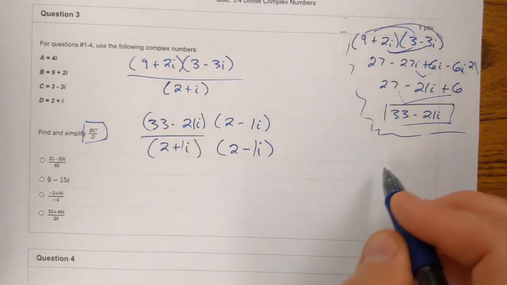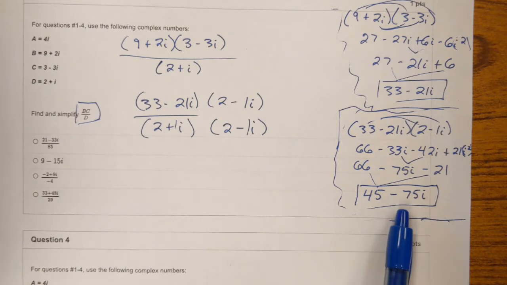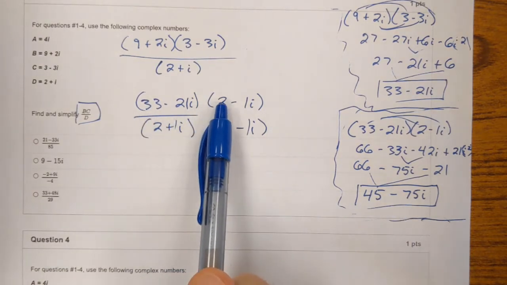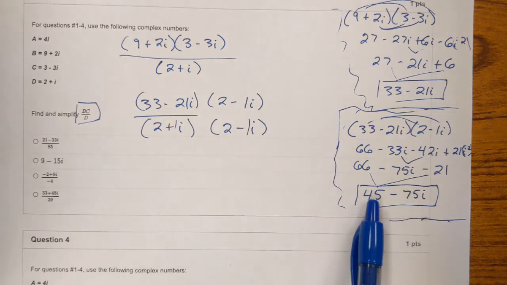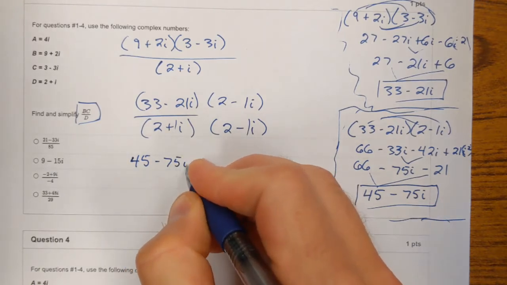I'm going to go ahead and work the FOIL out off to the side on this one as well. And here off to the side you can see when we FOIL 33 minus 21i times 2 minus 1i, this is what we get: 45 minus 75i.